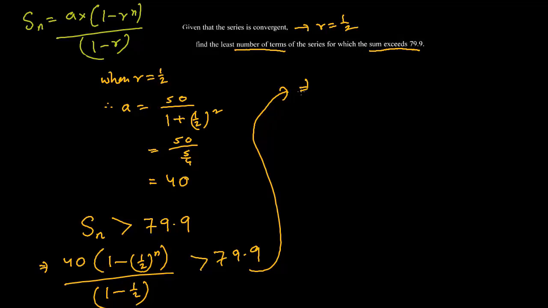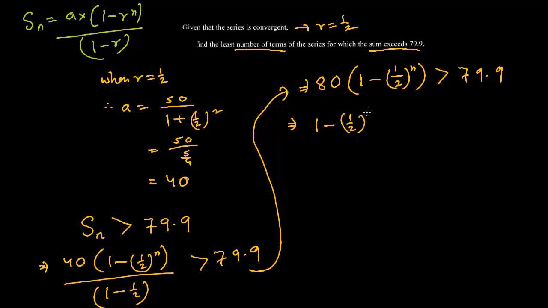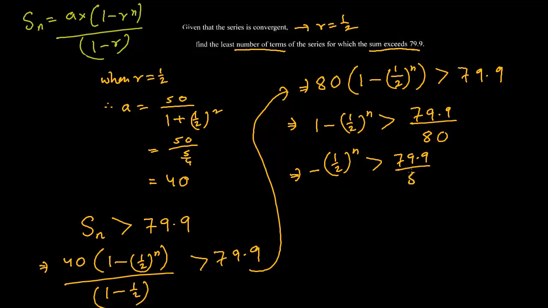So let's simplify first. 40 divided by 1 minus half, 1 minus half is half, 40 divided by half is 80. So this is 1 minus 1 by 2 to the power n, and greater than 79.9. If we send the 80 to the other side, it turns out to be 1 minus half to the power n greater than 79.9 divided by 80. Now, if we send the 1 to the other side, it turns out to be minus half to the power n greater than 79.9 by 80 minus 1.